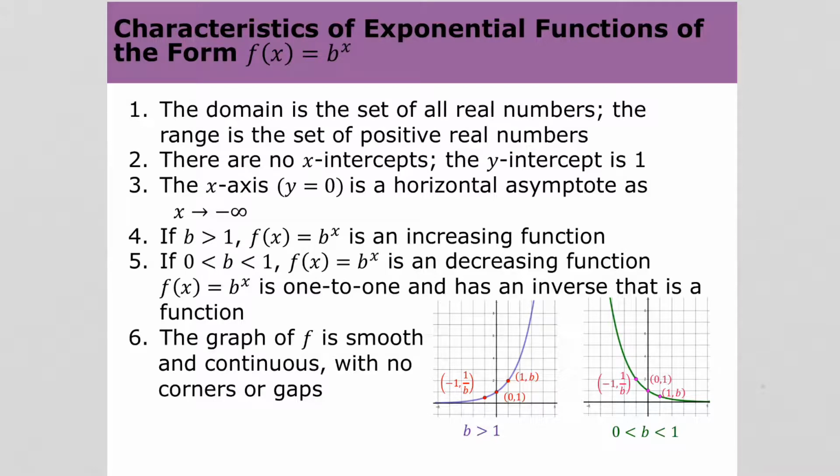If b is greater than 1, then it's increasing. And if it's a fraction or a decimal, then it's decreasing like this. And the function is smooth and continuous. And if you'll notice, if it's just 3 to the x or 2 to the x or negative 5 to the x, if there's not another number being multiplied, then our y-intercept is at 1.